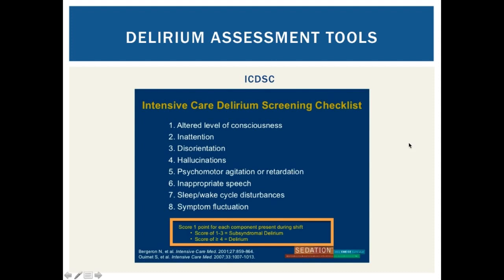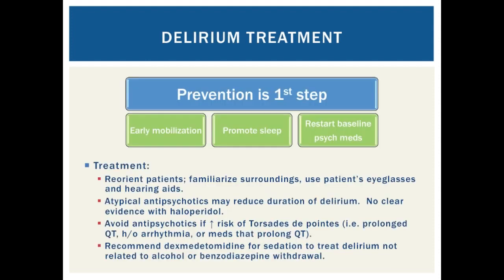Here's another checklist. This is the Intensive Care Delirium Screening Checklist. You can see down here there's a scoring system at the bottom that gives you an idea: if they have a low score, they don't have enough to qualify as delirium, and if you have a score of greater than or equal to 4, you have delirium.